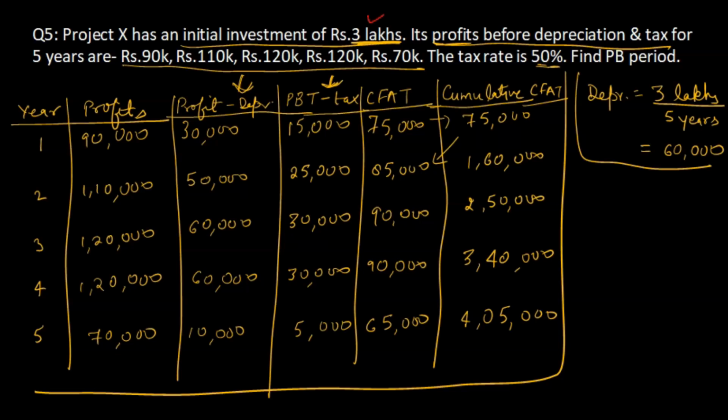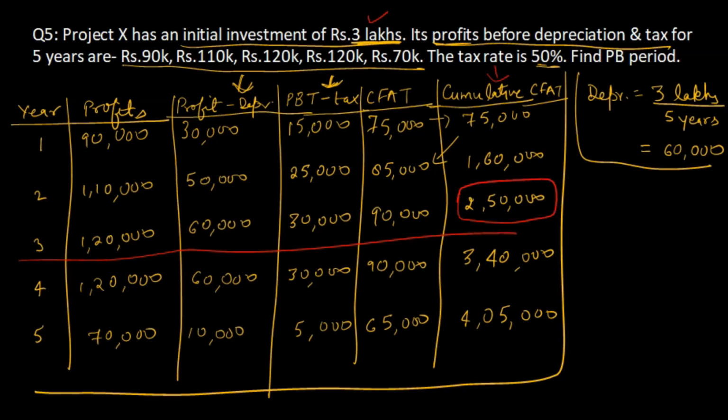Now we have to see in how much time we can recover this 3 lakh. In this cumulative CFAT column you cannot find exactly 3 lakh, but up to 3 years you can recover 250,000. How much more do we need? So 3 years we will take, and how many more months will we need? In the 4th year we are getting 90,000, but the initial investment was 3 lakh. Up to 250 we recovered, 50,000 more we needed.